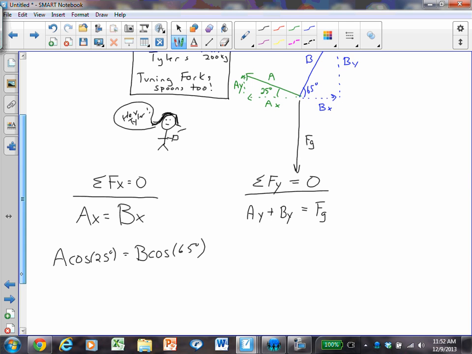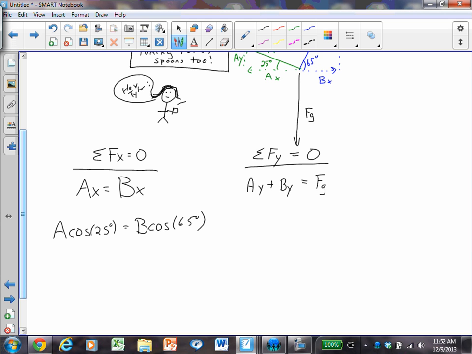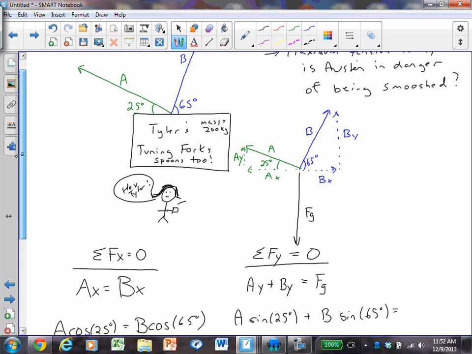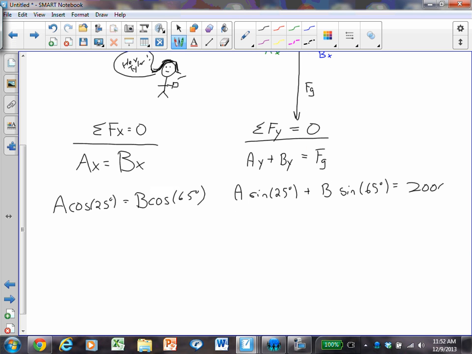Ay is A sine 25 degrees, and By is B sine 65 degrees, and Fg is 200 kilograms times 10, or 2,000 newtons. Well, the first thing I'm going to do is find these cosine and sine values. So cosine of 25 is 0.906. And that equals B cosine 65, 0.422.